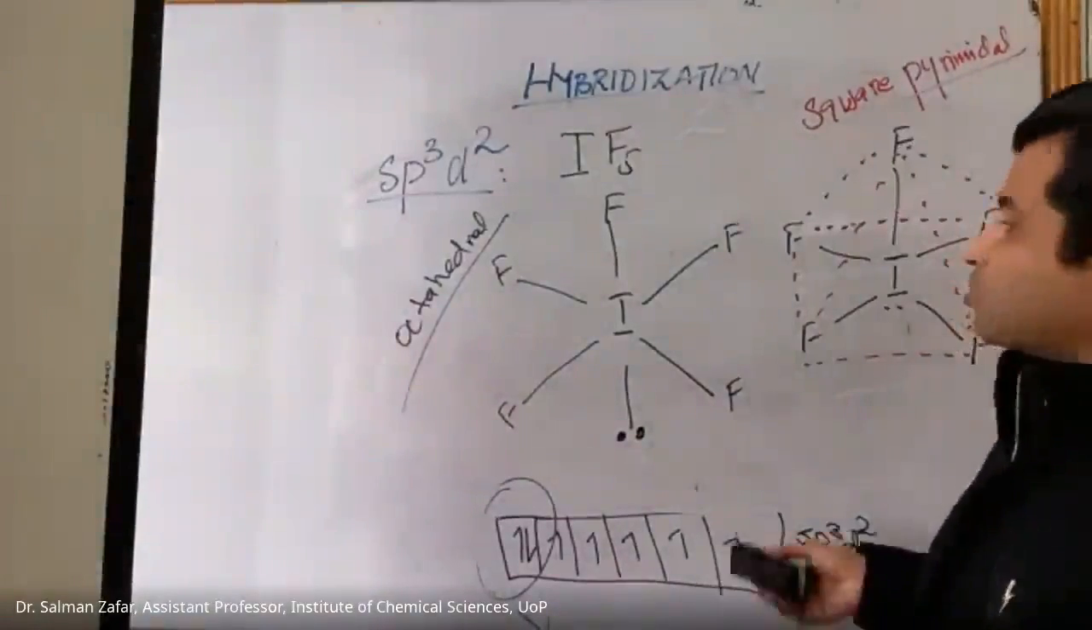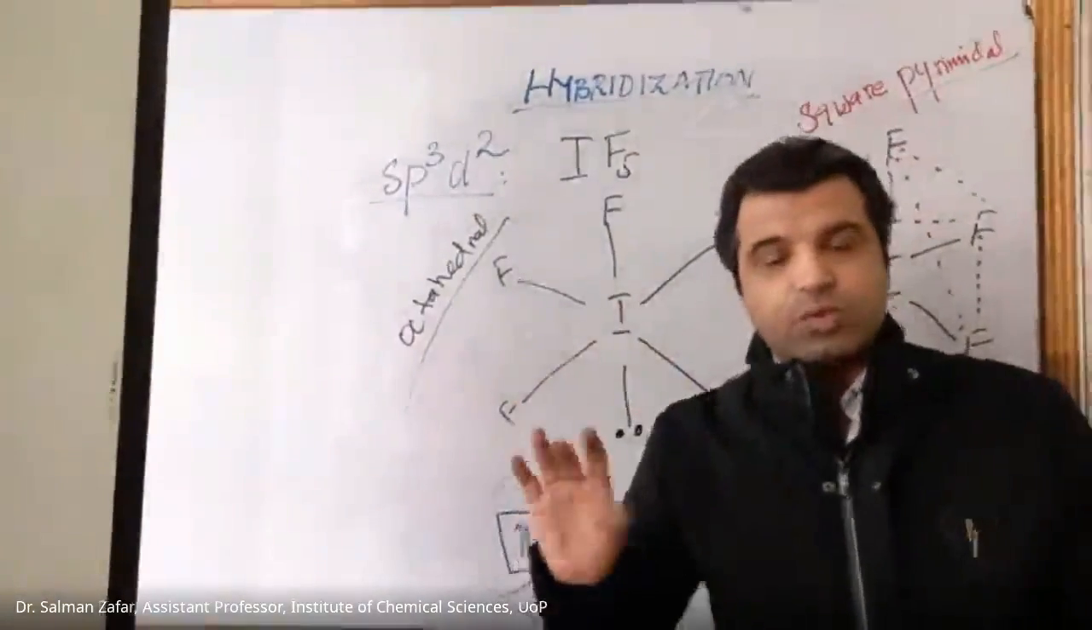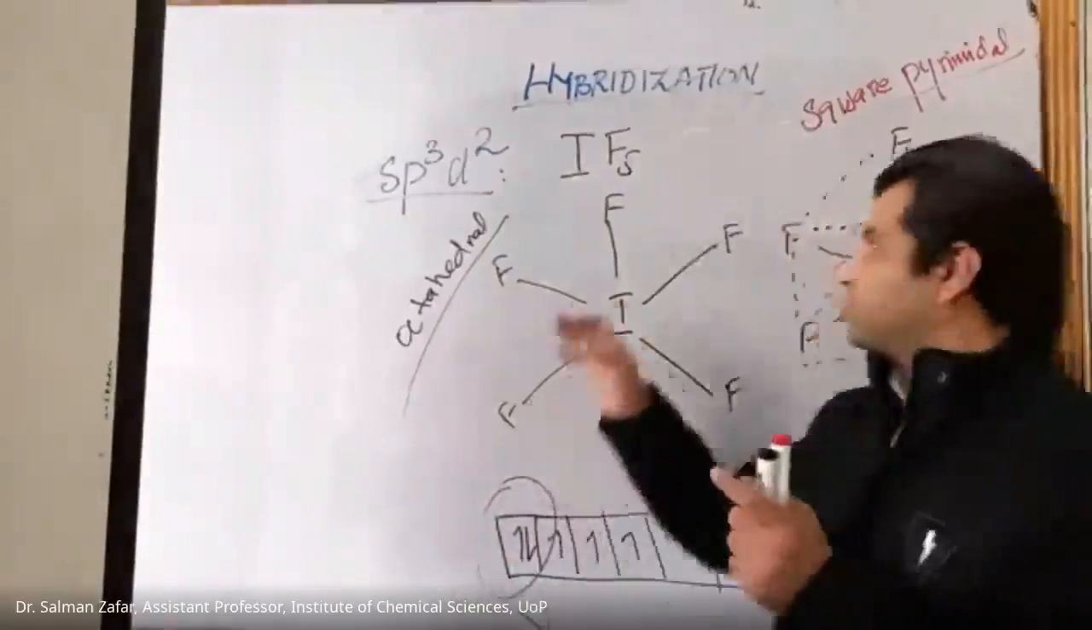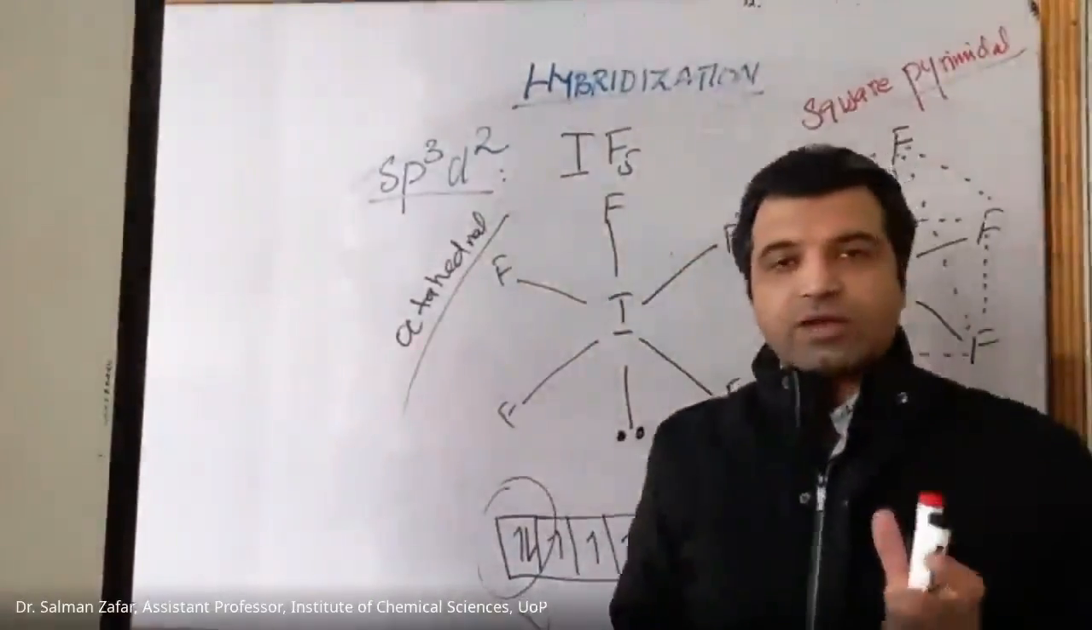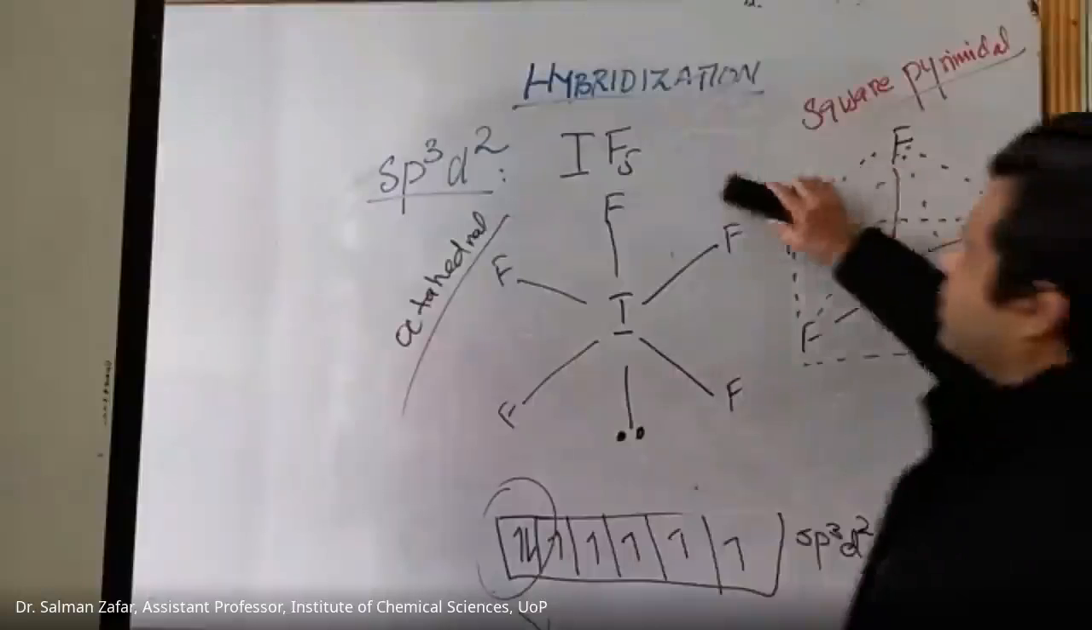Okay, let's move on to the third example. Remember, in SF6, we do not have a lone pair. We have sulfur with 6 fluorines attached. In IF5, we have iodine with 5 fluorines, but now we have a lone pair. Let's see an example.